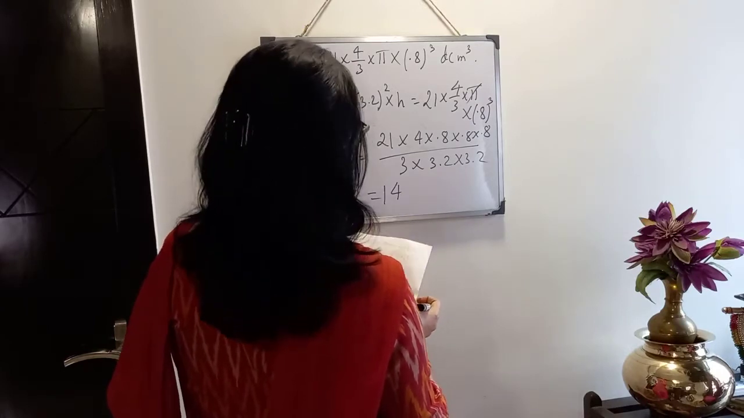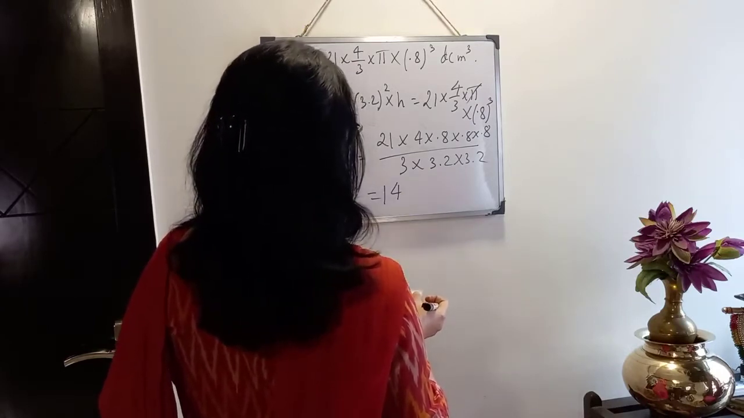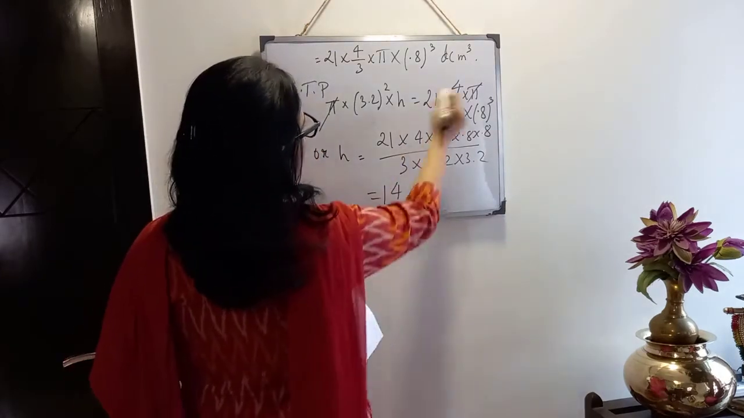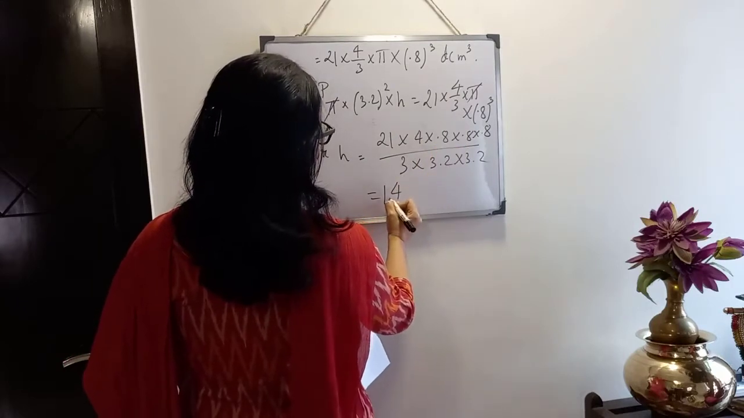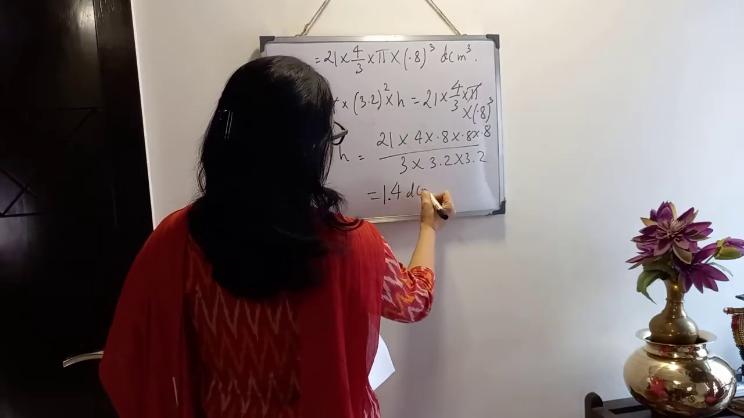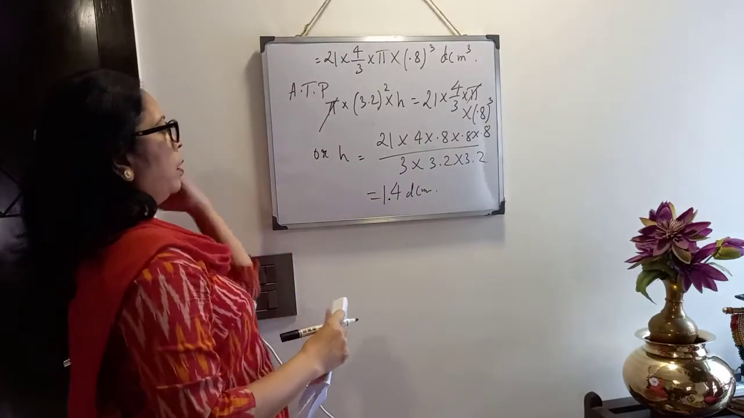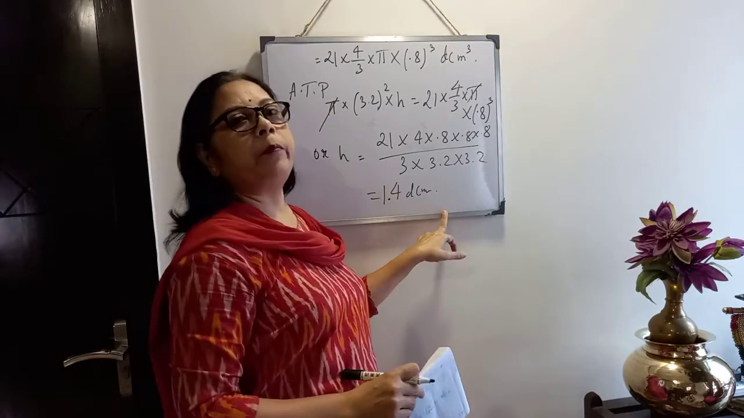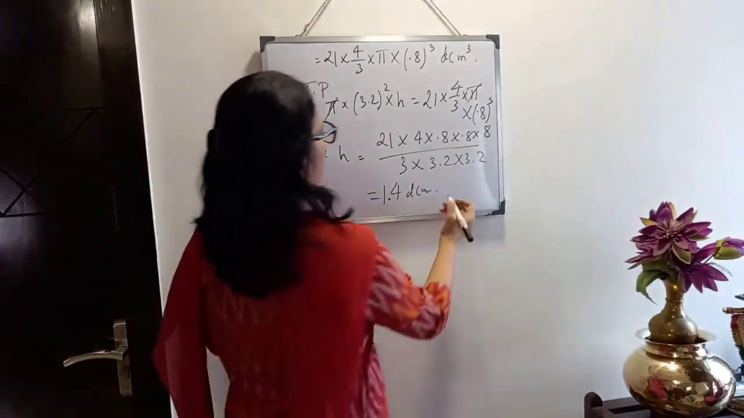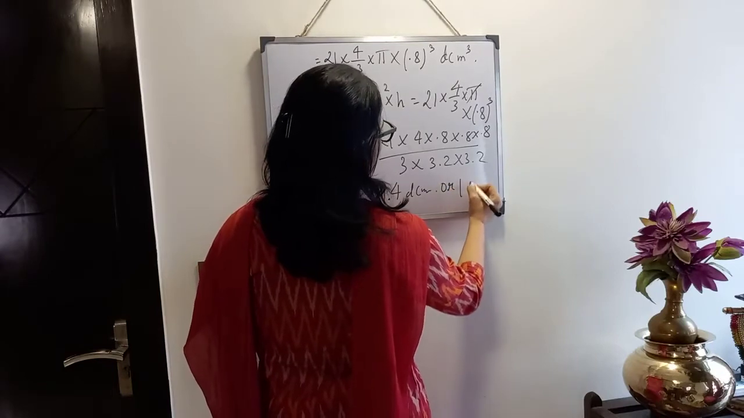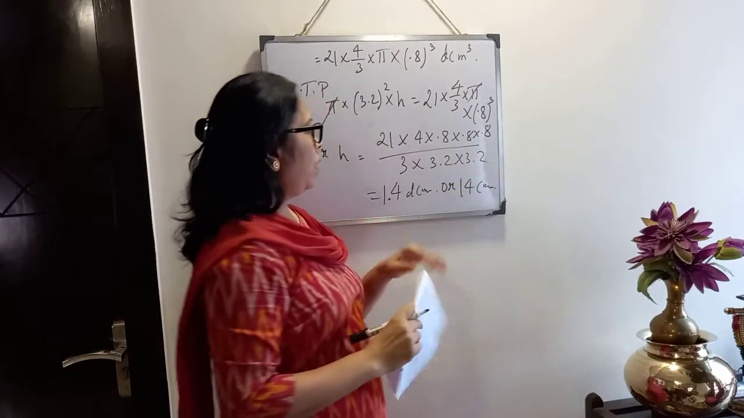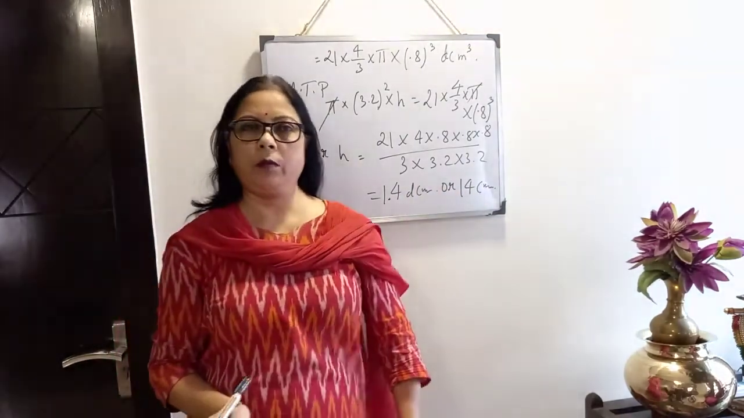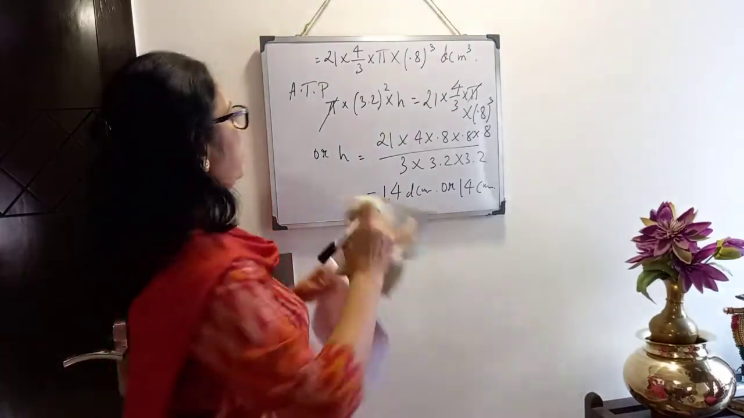Or 1.4. Answer is given in centimeter. So maybe h I have done in decimeter, h will come in decimeter, 1.4 decimeter. So you will convert it to centimeter, meter, deci, centi. You will multiply by 10, then your answer will be 14 centimeter. Either 1.4 decimeter you can write or you can convert it to centimeter. Clear? Now next one.